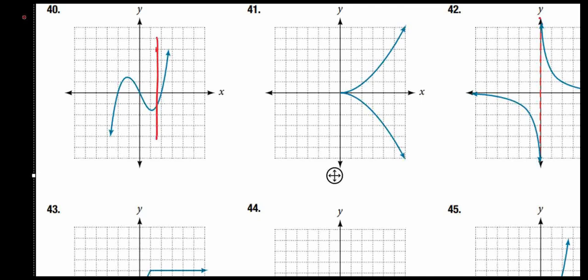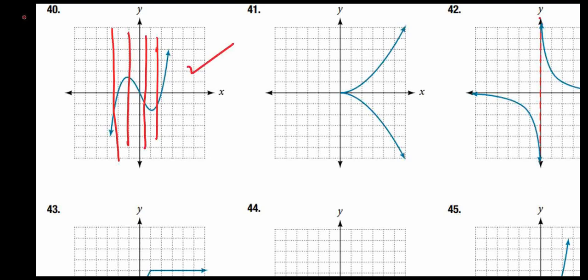You can see it cuts through the graph at one point. Test another point. Just keep testing. It cuts through the graph at one point each time. Therefore, this relation is a function. All right, let's look at question 41.